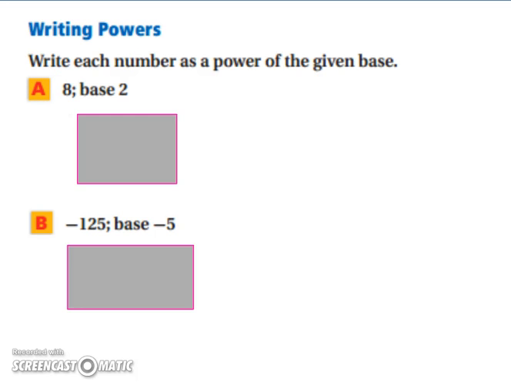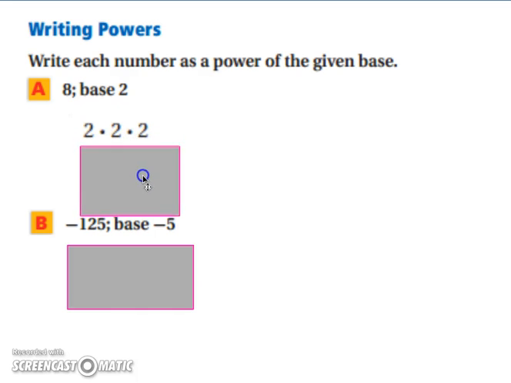Let's look at writing powers now. Write each number as a power of the given base. So we have 8, and it has a base of 2. So if the base is 2, it's going to be raised to the 3rd power. Because we want a base of 2, that's going to give us a result of 8. So 2 times 2, that gets us to 4, times 2, that gets us to 8. So 2 to the 3rd power.